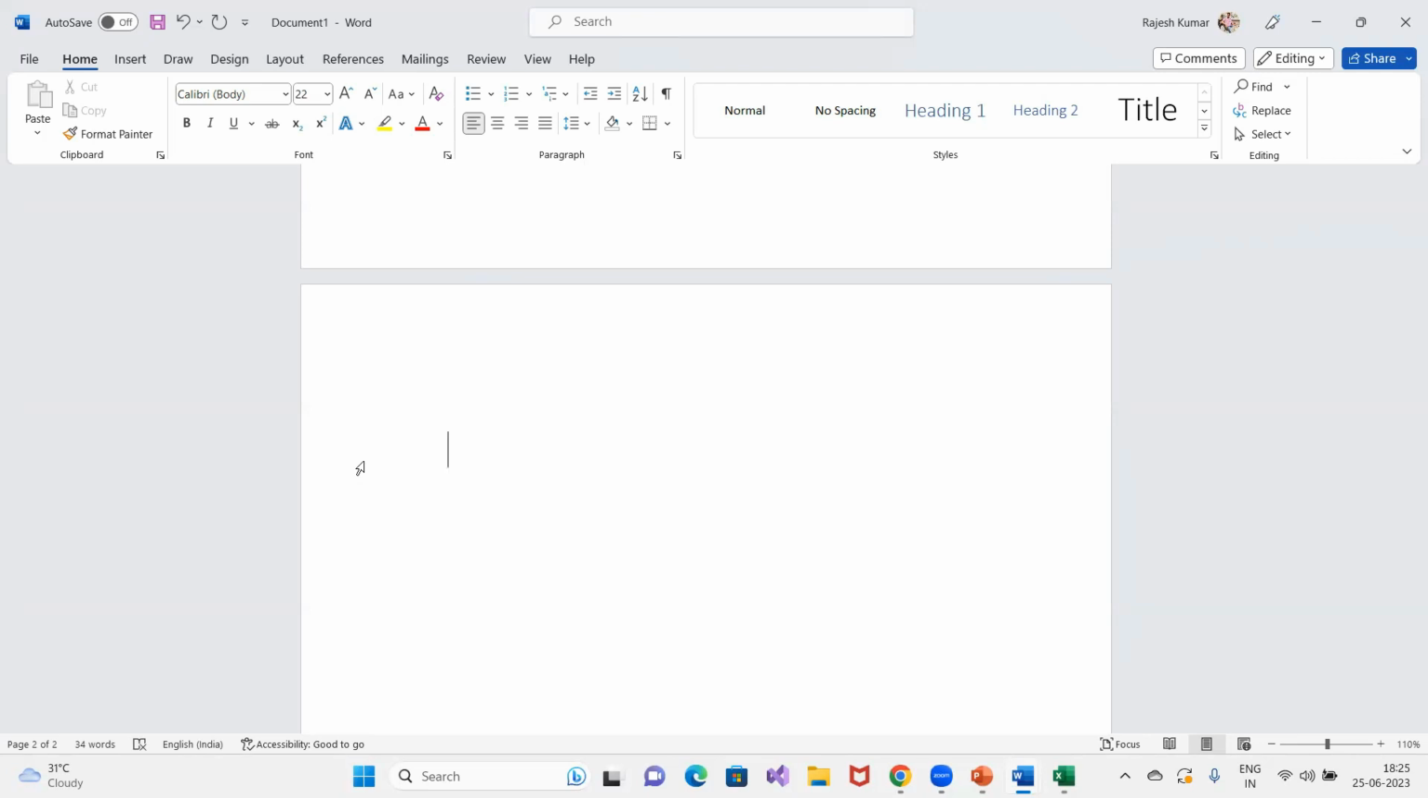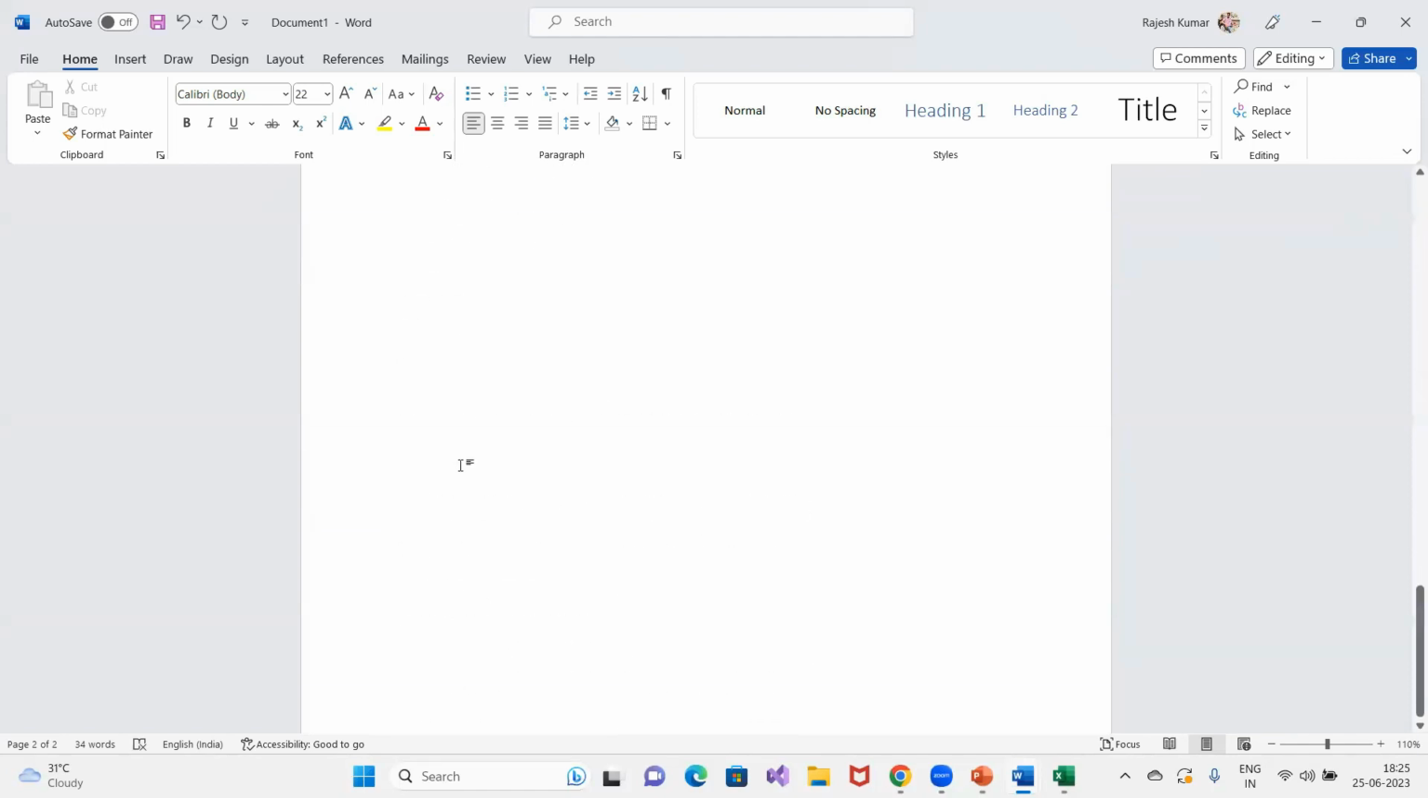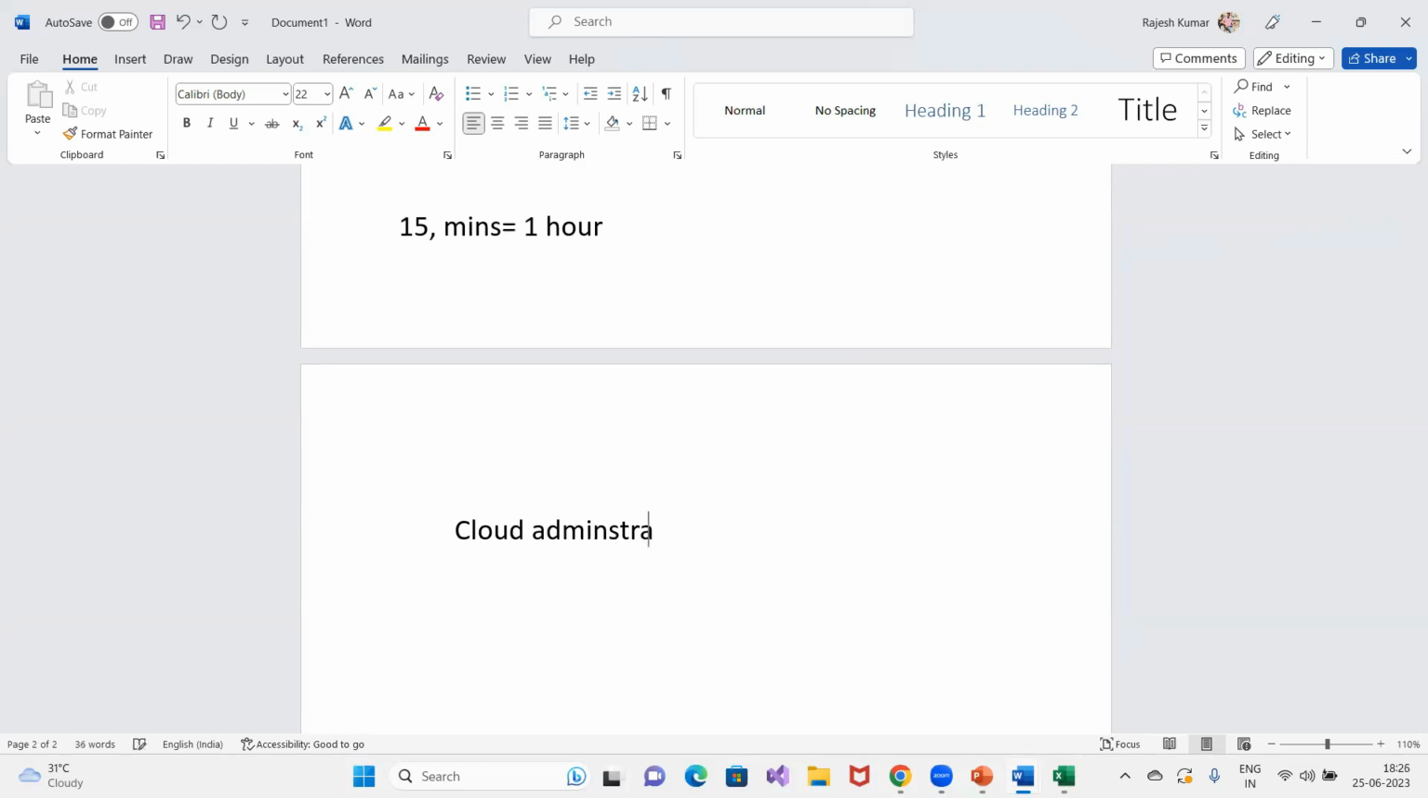So if you are planning to become an Azure administrator or cloud admin in future, then you can go through this. What designation will you get after getting selected in an organization? You will get designations such as cloud administrator, Azure administrator, system admin of Azure, or system admin of cloud. Then you can get the designation of cloud operations analyst.